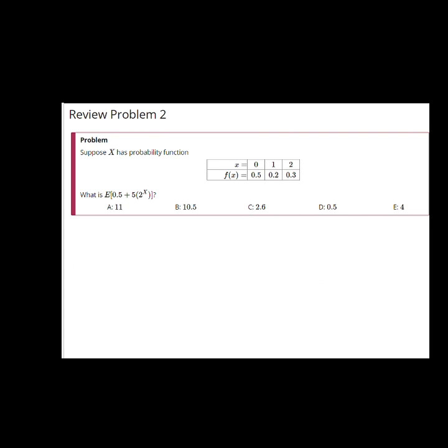Here's another question along similar lines. X has the same probability function, but now we're interested in the expected value of 0.5 plus 5 times 2 to the power x. And we've got a number of choices from A to E.